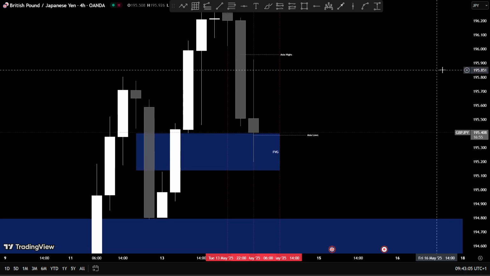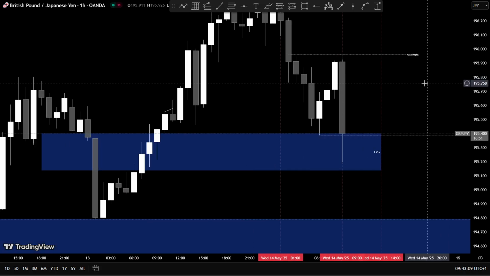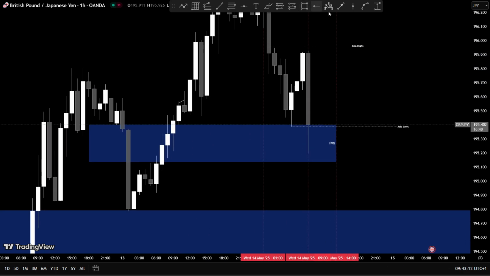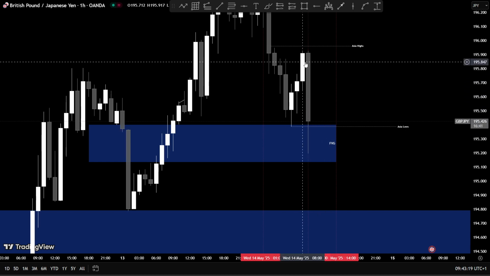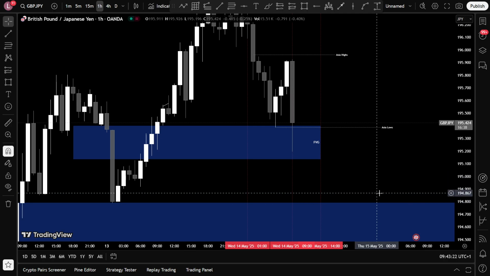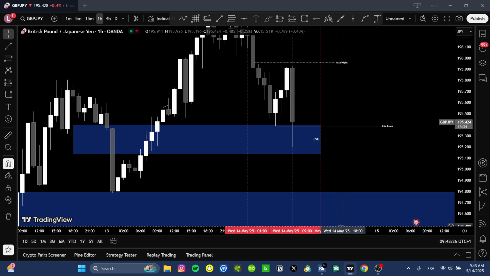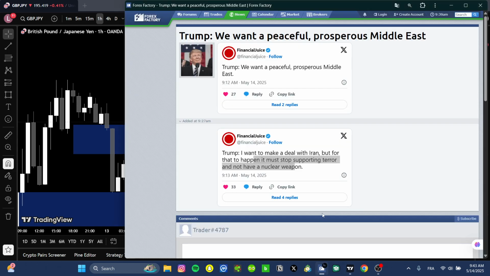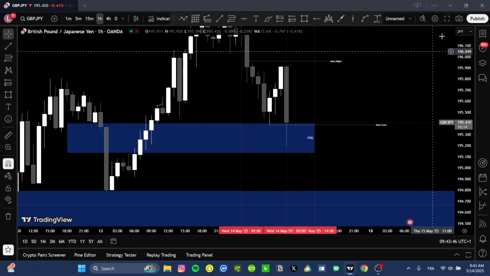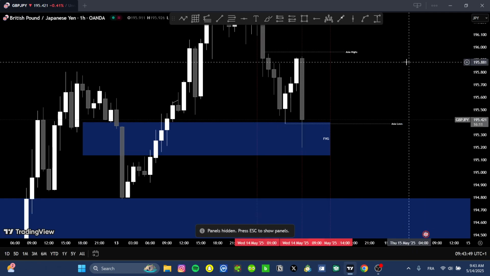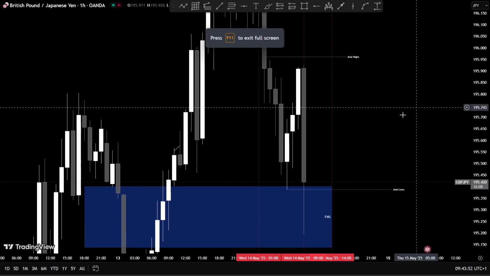So what I'm looking for right now, if you drop down to the 1 hour, you can see that we took out this hourly low, and it was actually the Asian session lows as soon as London session opened. It was actually a news scandal which I was looking for, and I didn't see the news, but then I went on Twitter and Trump actually posted something about the war in the Middle East. He wants to make a deal with Iran, but for that to happen, it must stop supporting terror and not have a nuclear weapon. I don't know about that, but that caused the market to rip down a little bit, because it is about political stuff, so we don't care about that.